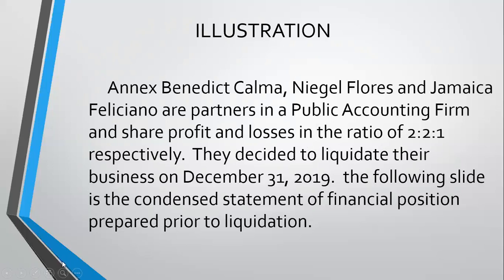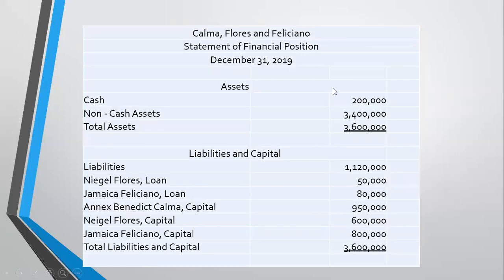The following slide is the condensed statement of financial position prepared prior to liquidation. So these are the statement of financial position before the liquidation. So the cash is 200,000, non-cash assets is 3.4 million with the total assets of 3.6. Then under the liabilities and capital, the liabilities is 1,120,000. Nigel Flores loan is 50,000, no? Jamaica Feliciano loan is 80,000. Alex Benedict Calma capital is 950,000. Nigel Flores capital is 600,000. And Jamaica Feliciano capital 800,000 for a total liabilities and capital of 3.6 million.